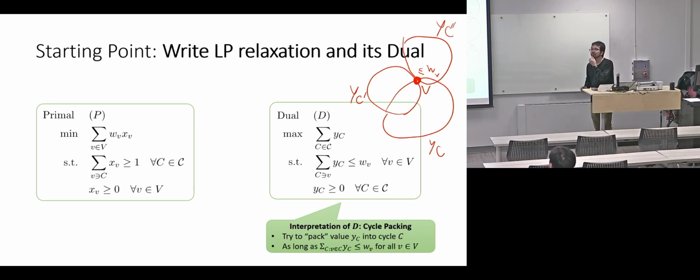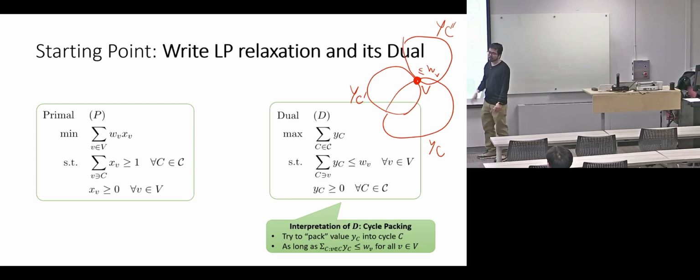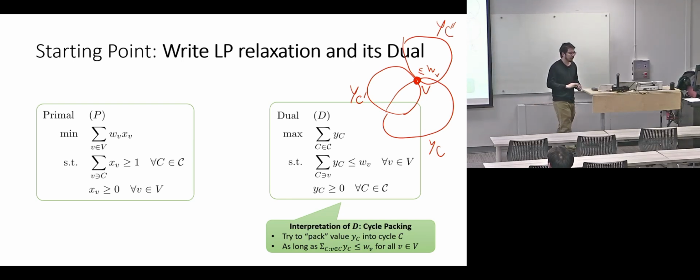I don't know if this is a dumb question, but does each cycle have a weight, or is each cycle treated equally with respect to the node? Each cycle has some weight. Each cycle has the value that you choose. Like you put value 10 into this cycle, value 6 to this first one. The total 10 plus 6 plus so on needs to be at most w_v. And this is true for every node.